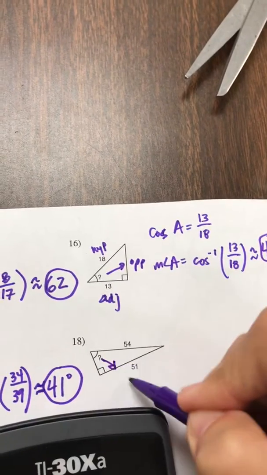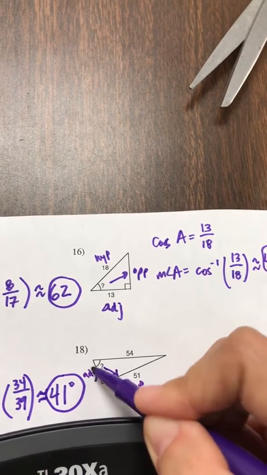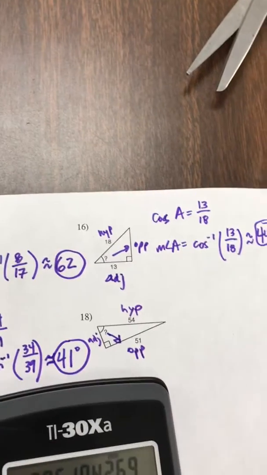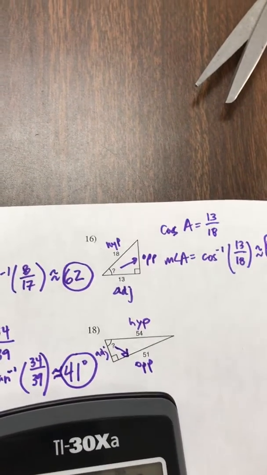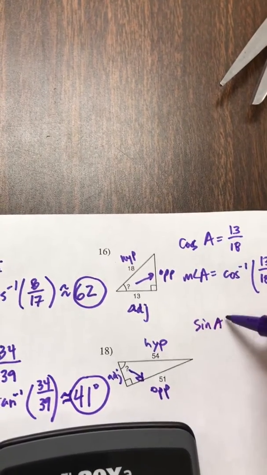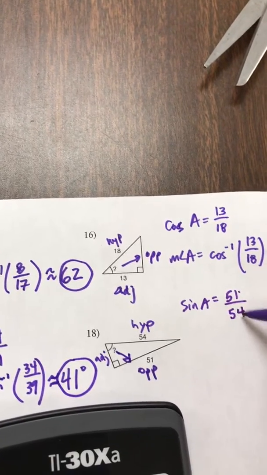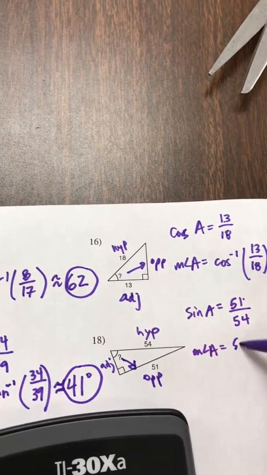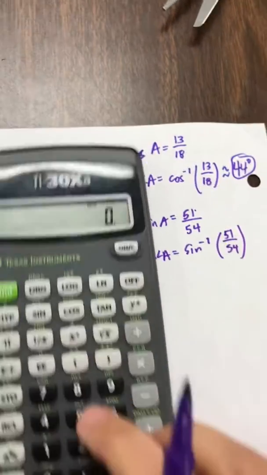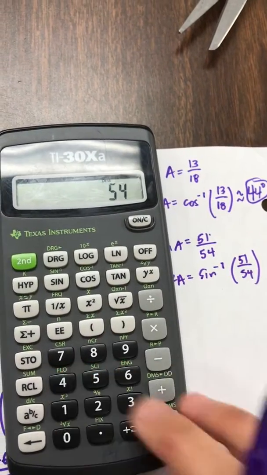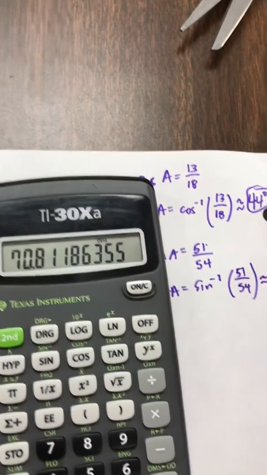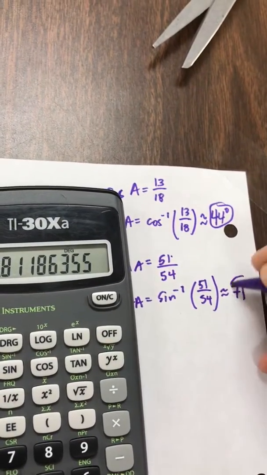All right, now this one is opposite. Nothing here on the adjacent side. If this triangle is too squishy, remember you can redraw the triangle, make it a little bit bigger, make it more obvious which side's opposite and adjacent. But it looks like I'm going to pick sine. So sine of an angle, opposite over hypotenuse. So the measure of angle A would be the inverse sine of 51 over 54. Round to the nearest degree, so 71 degrees.